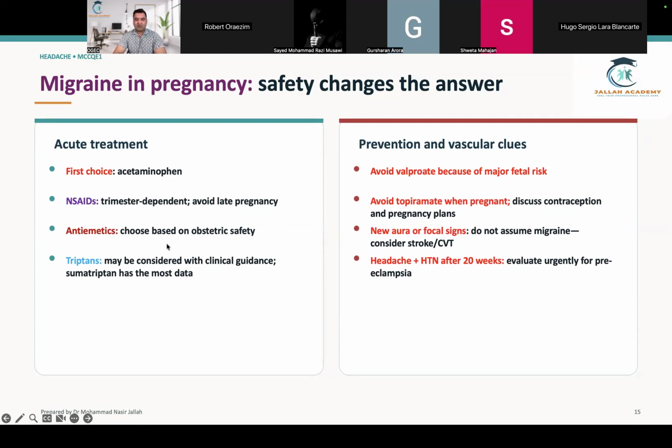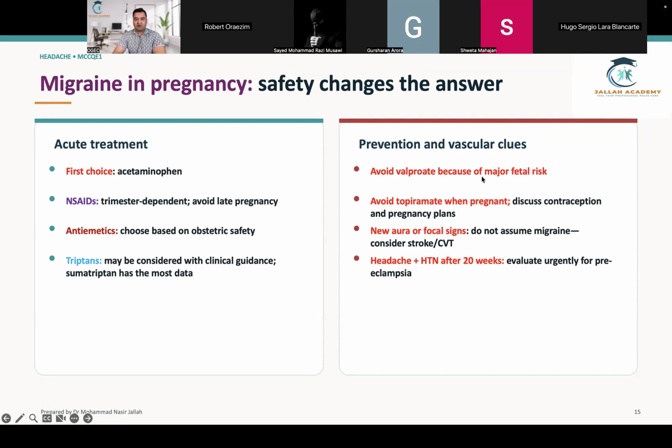Antiemetic, choose based on obstetric safety. Triptan may be considered with clinician guidance. Sumatriptan has the most data. So usually we don't use it, unless the benefit outweighs the side effect. Prevention and vascular clue.